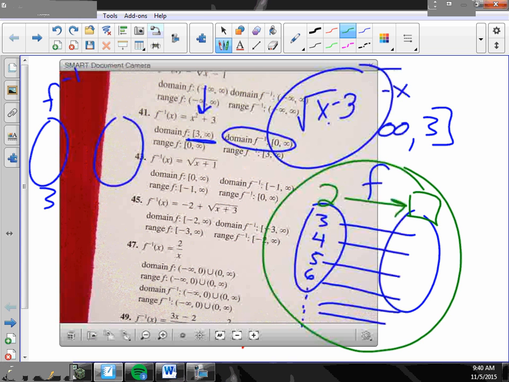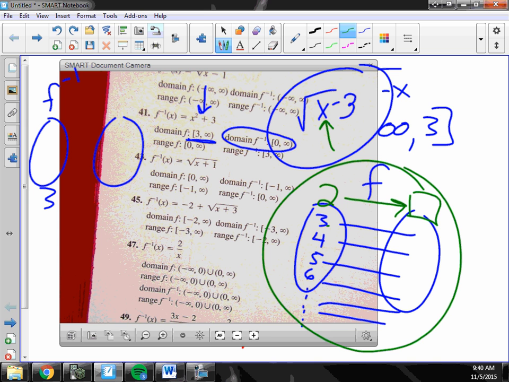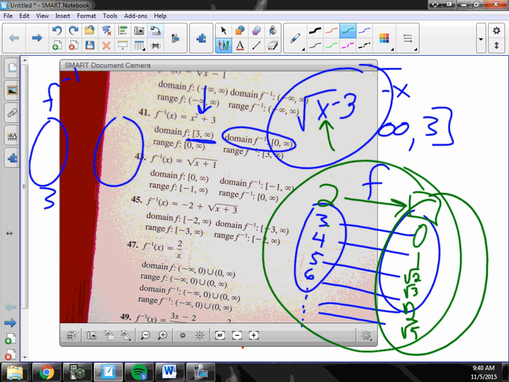So what you need to do is figure out, well, what does 3 attach itself to in the original? Well, if I put 3 in there, I get 0. And if I put 4 in, I get the square root of 1, which is 1. If I put 5 in, I get 5 minus 3, which is the square root of 2. And then the square root of 3. And then the square root of 4, which is 2. And the square root of 5. What do you notice about this list?